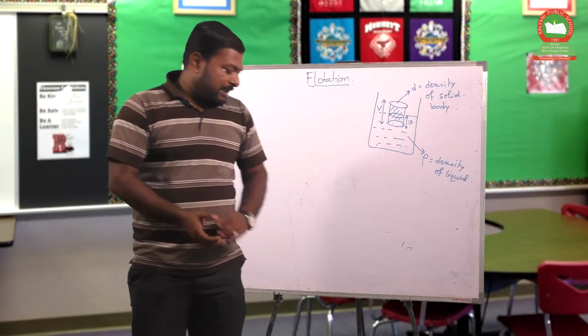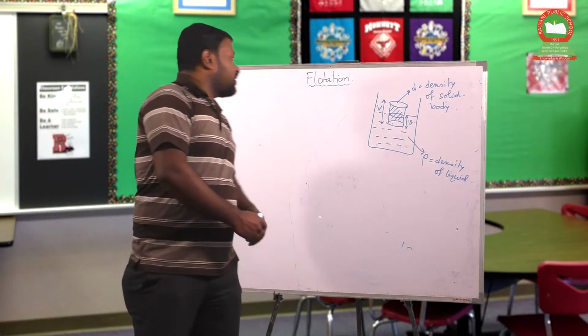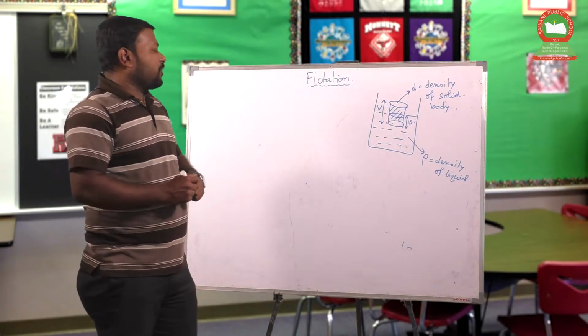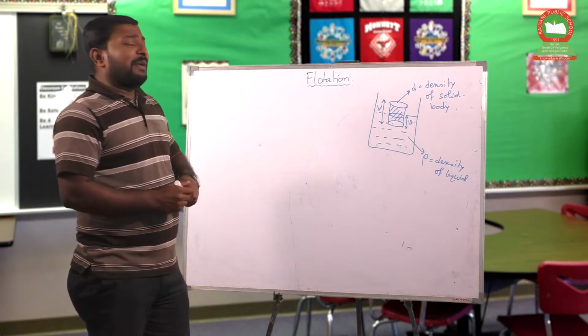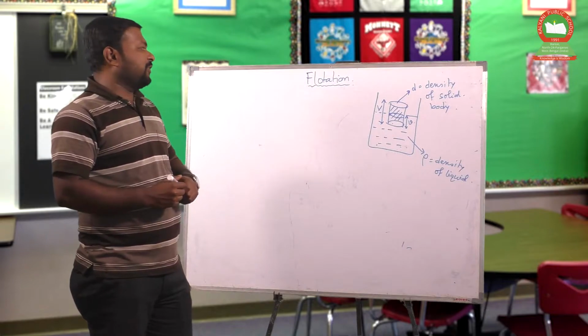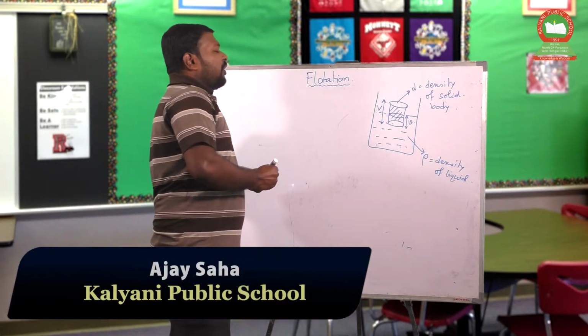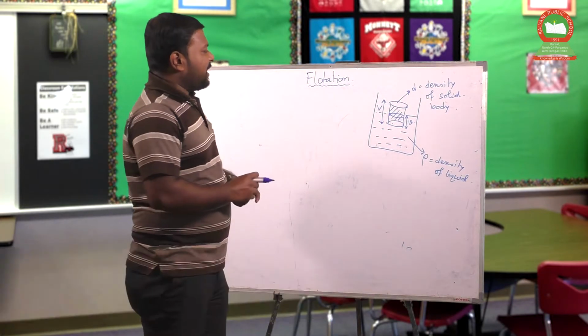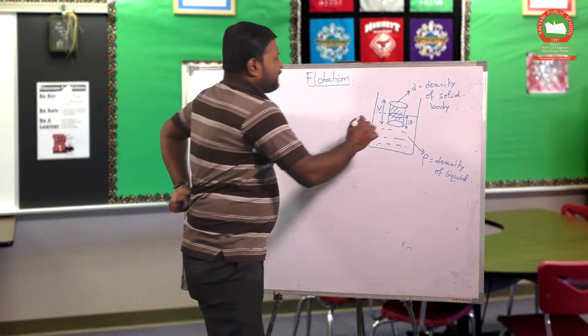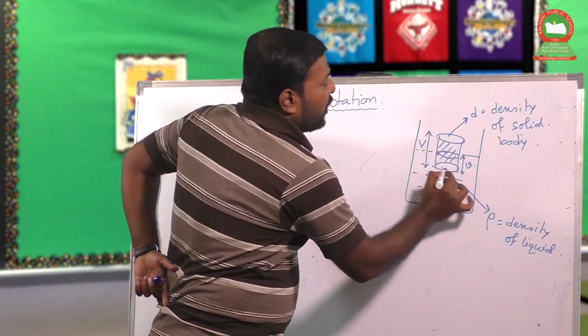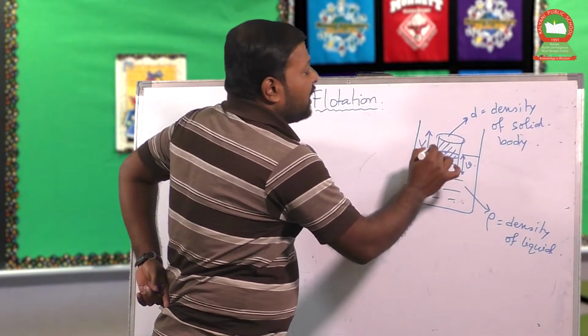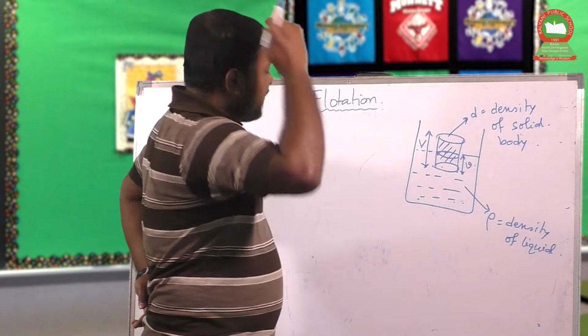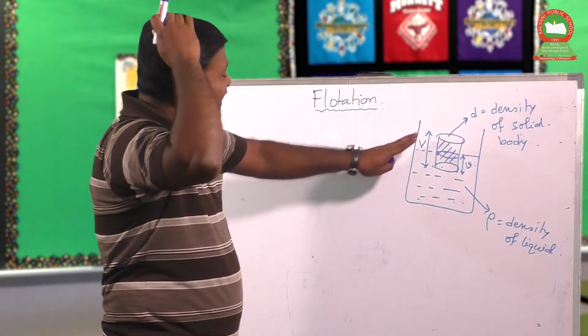Now in our previous class we learned about the condition of flotation. Now in this portion we have to know the famous Archimedes principle, which corresponds to the law of flotation. From this diagram, look, here is the volume of the solid which is partially submerged in that particular liquid, having volume capital V.